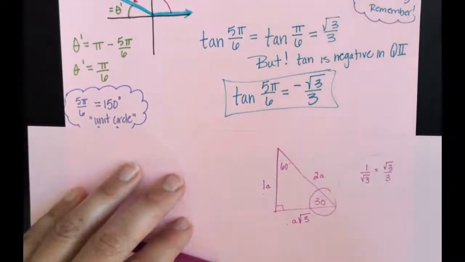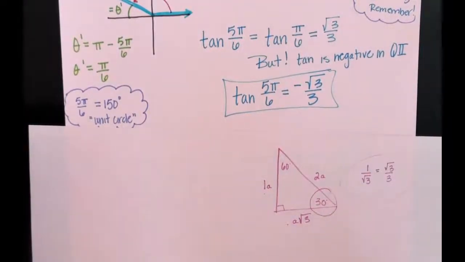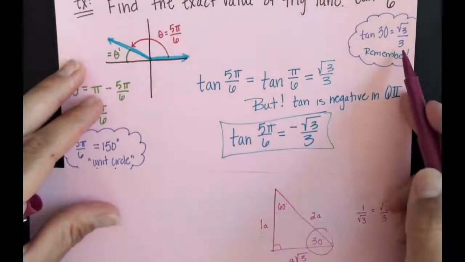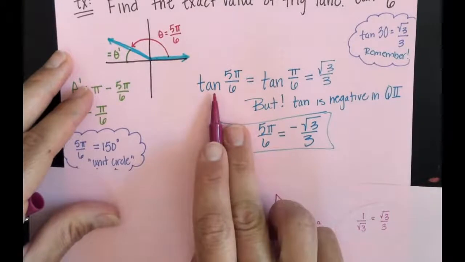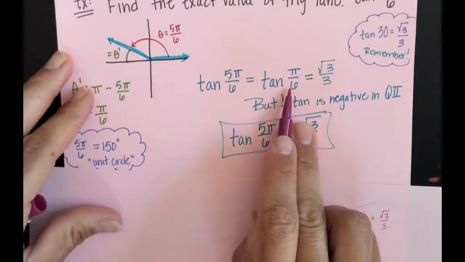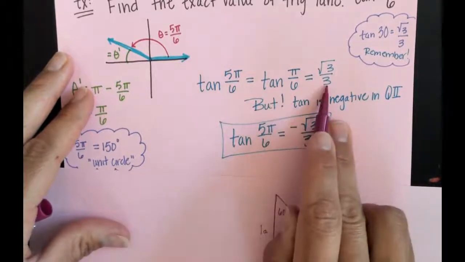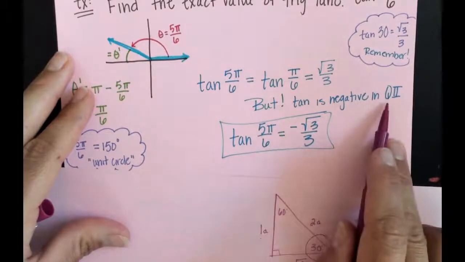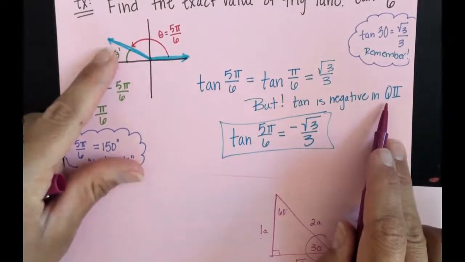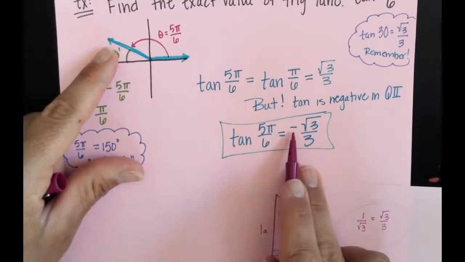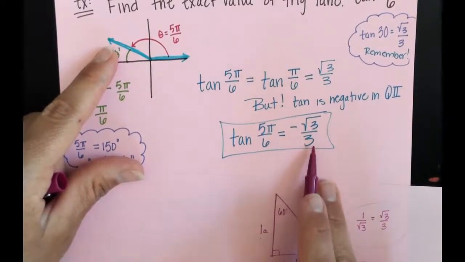Again, we talked last time about memorizing our special right fractions. So if we have that memorized, I know that tangent of 5 pi over 6, which has a reference angle of pi over 6, so tangent of pi over 6 is going to be radical 3 over 3. But tangent is negative in quadrant 2. Notice where our terminal side fell. So when I write my final answer, it has to be negative radical 3 over 3.